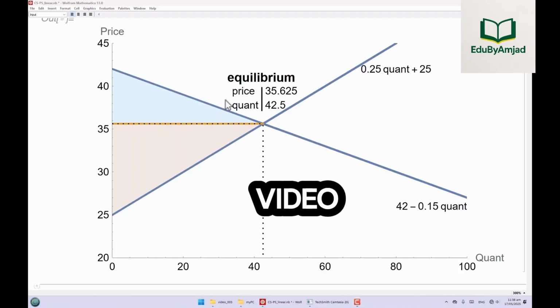In this video, we'll show how and why consumer surplus is the area between the price line and the demand curve, and producer surplus is the area between the price line and the supply curve. Both curves are linear. In the next video, we'll study nonlinear curves. We'll use Mathematica.